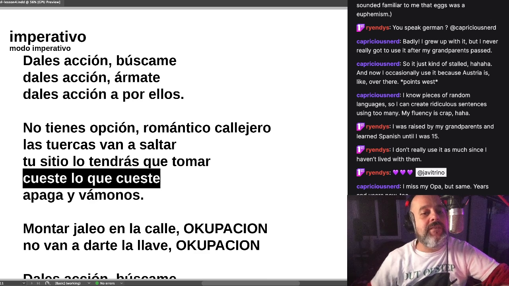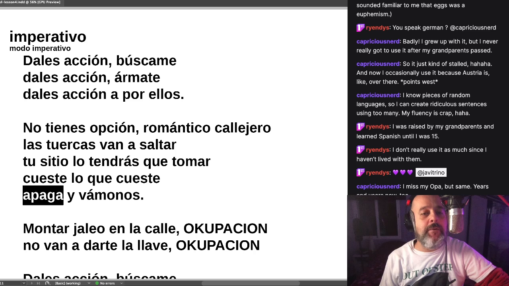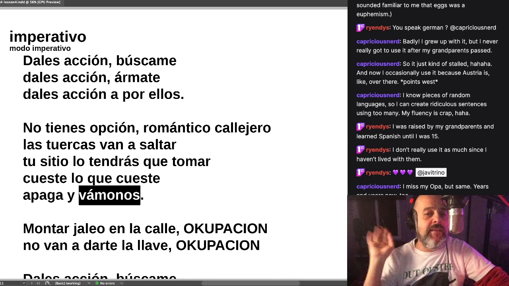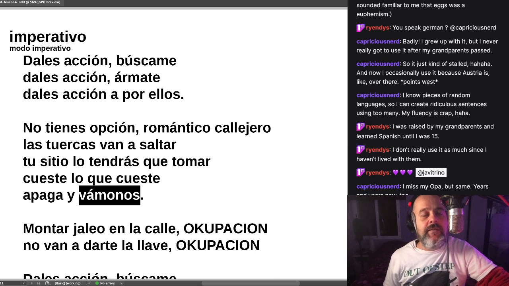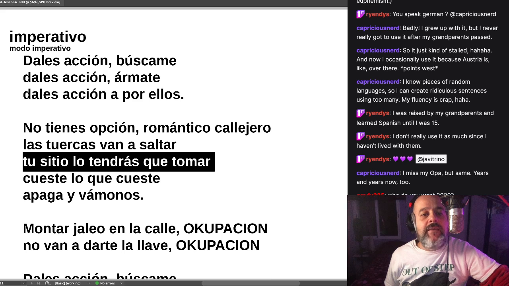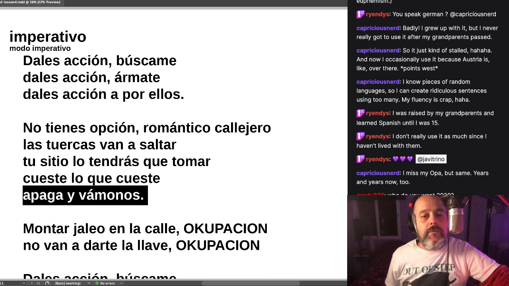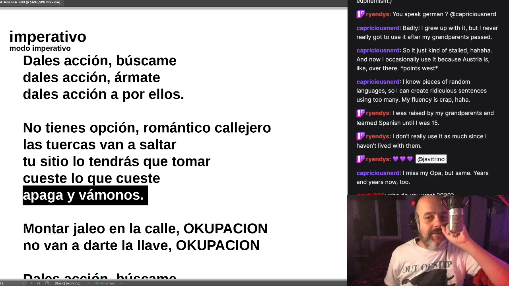Cueste lo que cueste. And this is another common expression, which is apaga y vámonos. It's like, turn off the light and let's get out of here. So it's like, you have no option. You street romantic. The gears are gonna blow off. Your place, you'll have to take it, no matter what it takes. So turn off the light and say goodbye, right?